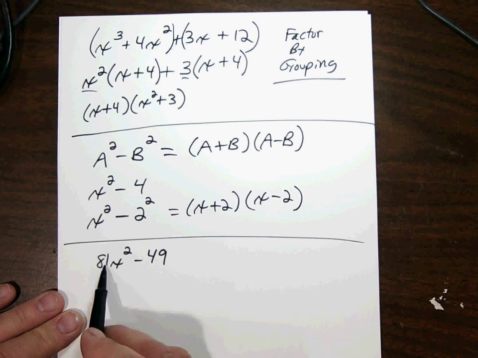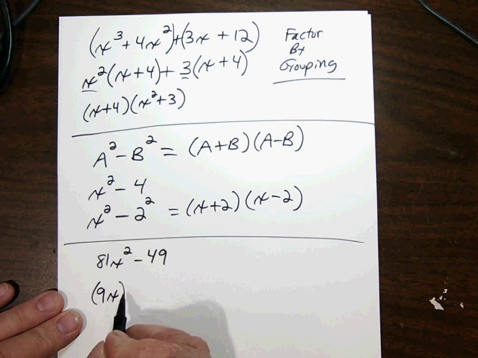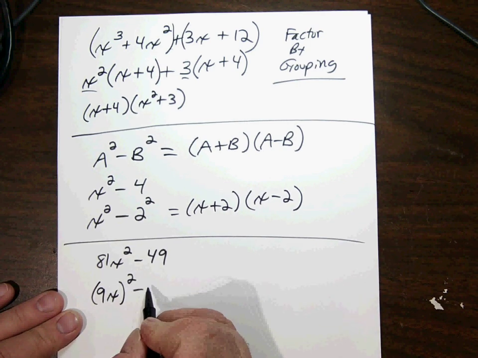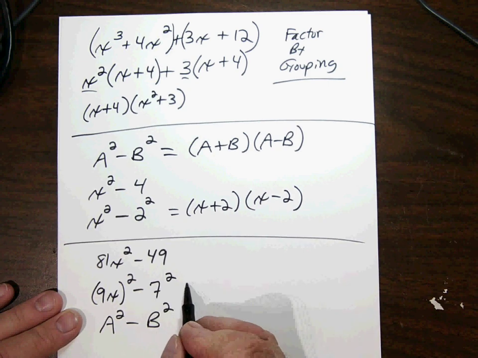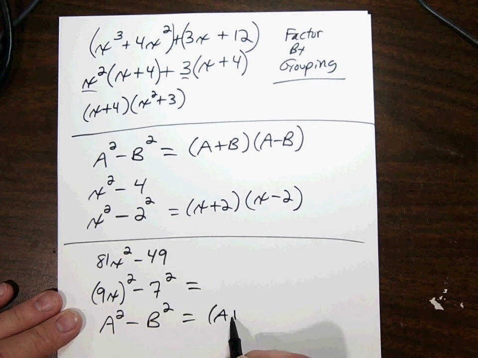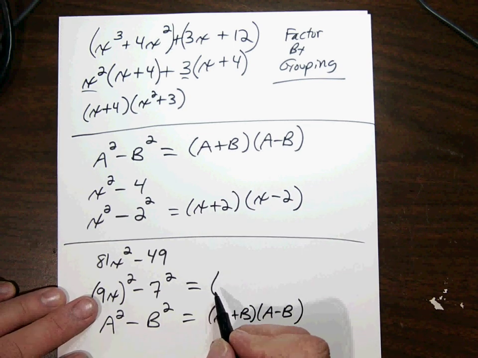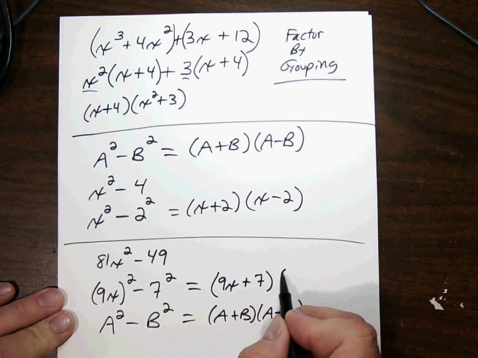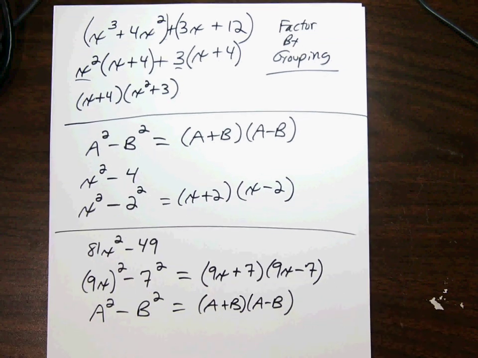81 is really 9 squared, right? So I could really call this 9x, everybody squared, right? Because that would be 81x squared minus 7 squared. So yeah, I've got it. That's really an a squared minus b squared. What are the factors? They are immediately a plus b times a minus b. So let's do it. So a in this case is 9x, b is 7: 9x plus 7 times 9x minus 7. I can immediately write those factors, okay?